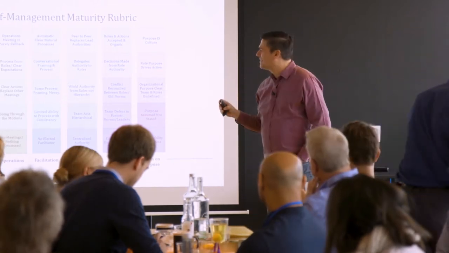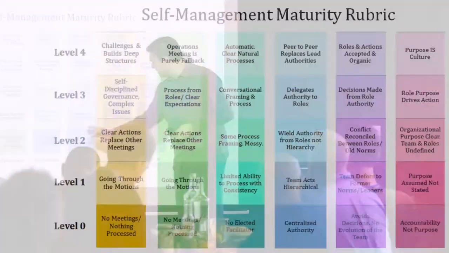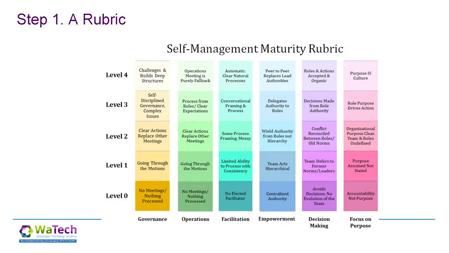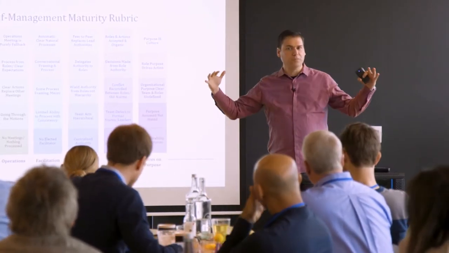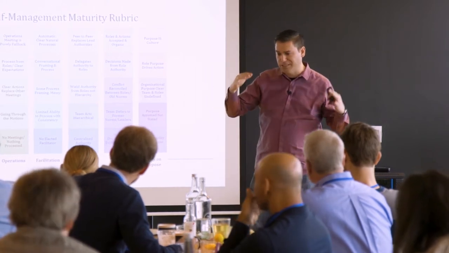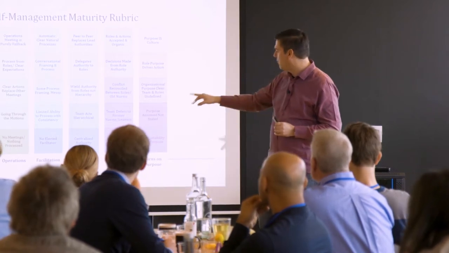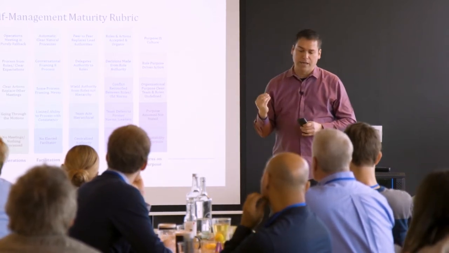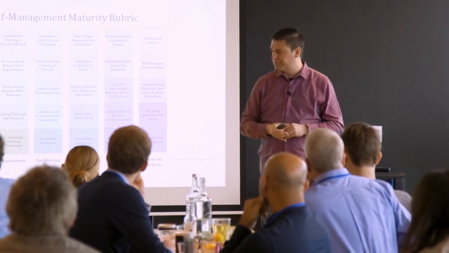All right. There are six criteria in the rubric: governance, operations, facilitation, empowerment, decision-making, and focus on purpose. The rubric was cribbed from a few different sources. One of them is the self-management maturity map that came from HolacracyOne. That assesses maturity across the organization, but what I needed in order to assess maturity throughout the experiment was team level metrics, so I grabbed a few of the items from that. And then I also grabbed better measures around facilitation from another source.